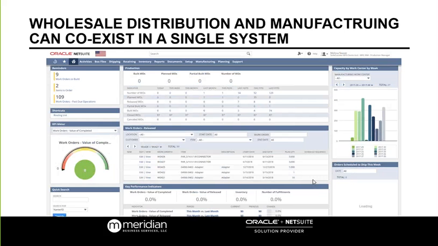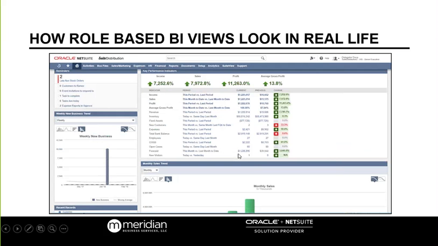NetSuite's used by about 40,000, probably even closer to 50,000 organizations now globally. And of those, about 15,000 of that 50,000 are in the wholesale distribution and light manufacturing space. So definitely a focus for organizations dealing with the movement of physical goods.